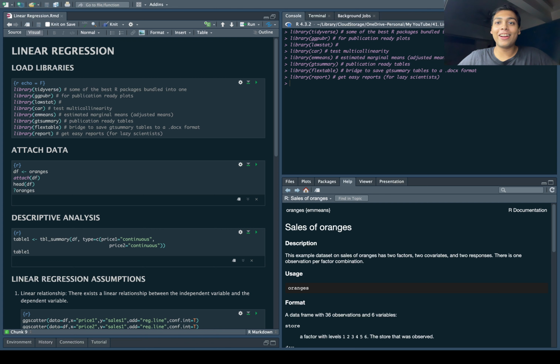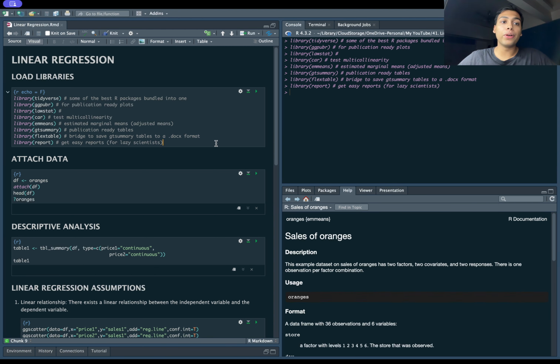Welcome to this new tutorial in R on how to perform linear regression, both simple as well as multiple linear regression. As usual, let's get straight into the video, and as usual, we will start by loading a few libraries.